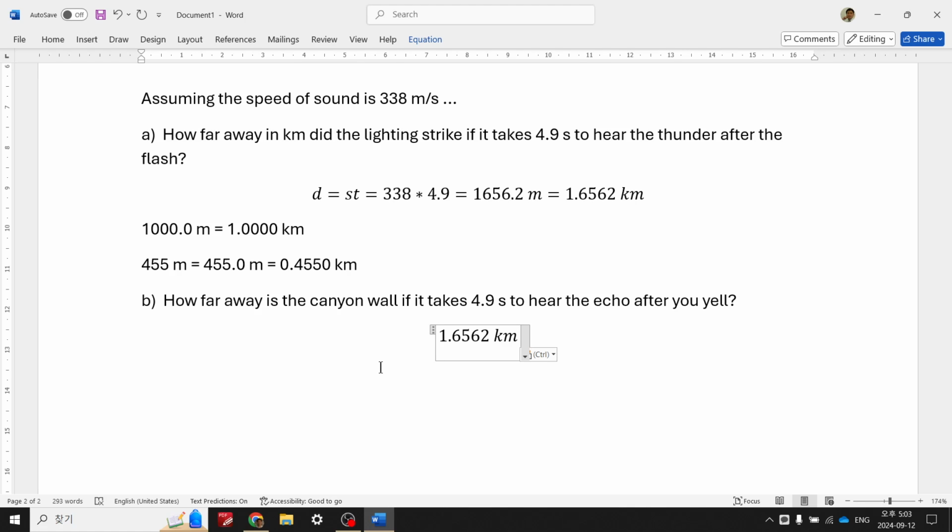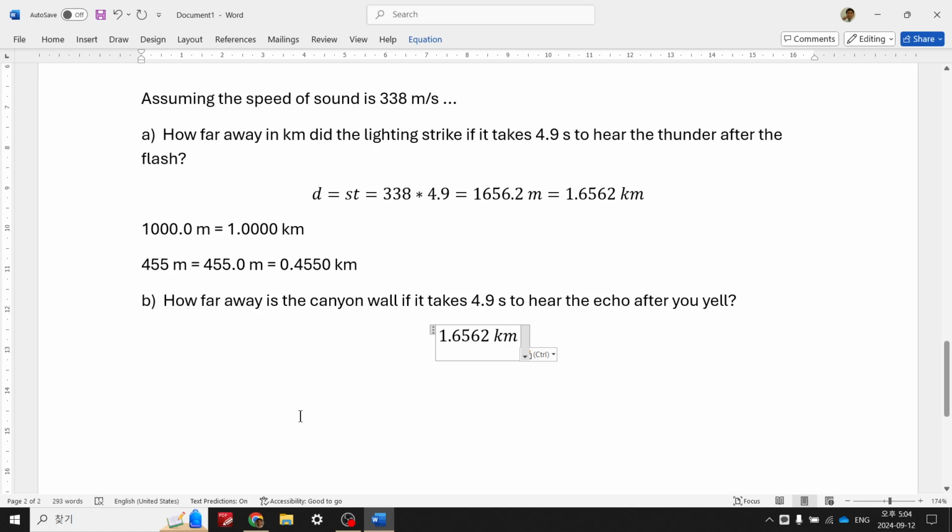Yes. If you actually imagine what happens if you yell and get the echo, it has to go to the wall and it has to bounce back. And the total trip took 4.9 seconds, right? But you're not really measuring the total distance, are you? You're only measuring the time to the wall, right? So in this case, instead of multiplying by 4.9, you multiply by half of that because the speed of sound is going to be the same going to and back. So therefore, the time that it took to go to the wall will be same as the time that it will take to come back, right?